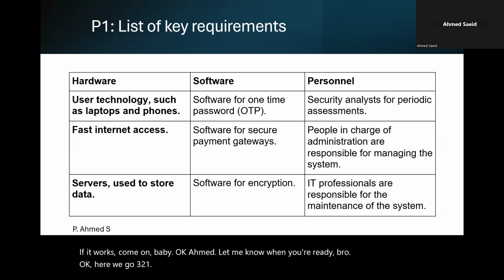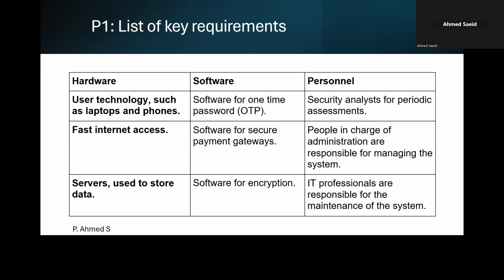All right, so here we have a list of the key requirements. This slide is basically showing the necessary components that are needed for the SafeServe system. First, under hardware, we need user technology such as laptops and phones, fast internet access, and servers to store data. These are important for the operations and accessibility of the system.